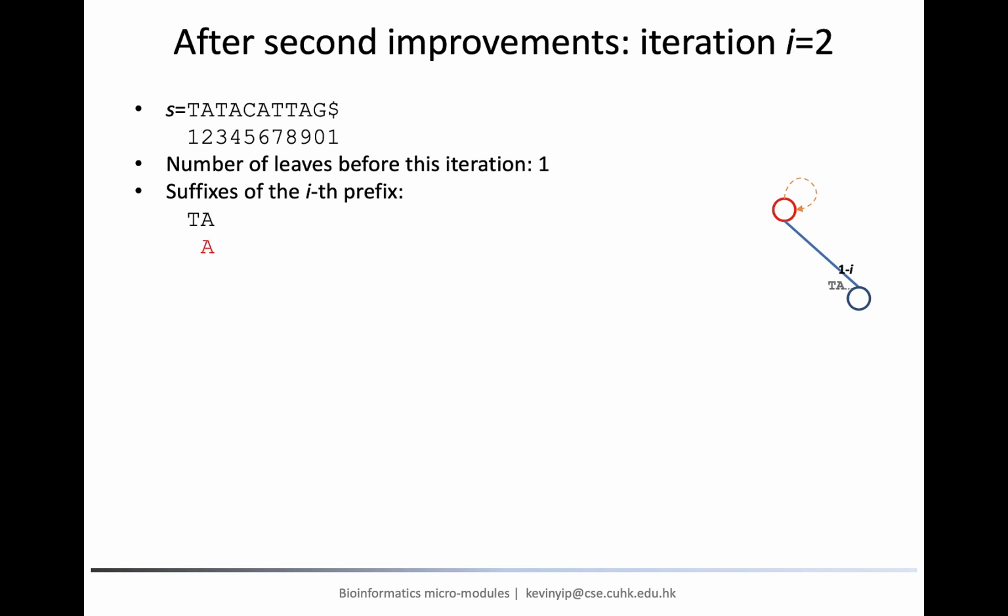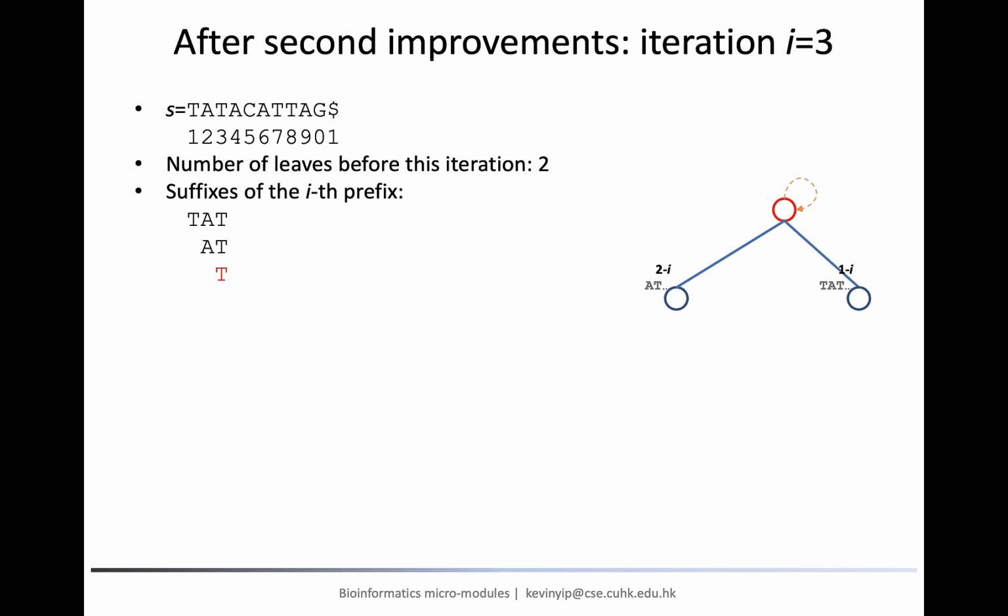Now we start iteration 2. Since at the end of iteration 1, the tree had one leaf node, we can skip the first insertion of this iteration and directly work on the second one. This insertion is about the suffix A, highlighted in red. Again, since the current node does not have a child with a label starting with A, we create it using type A insertion, and the current node will again go back to the root.